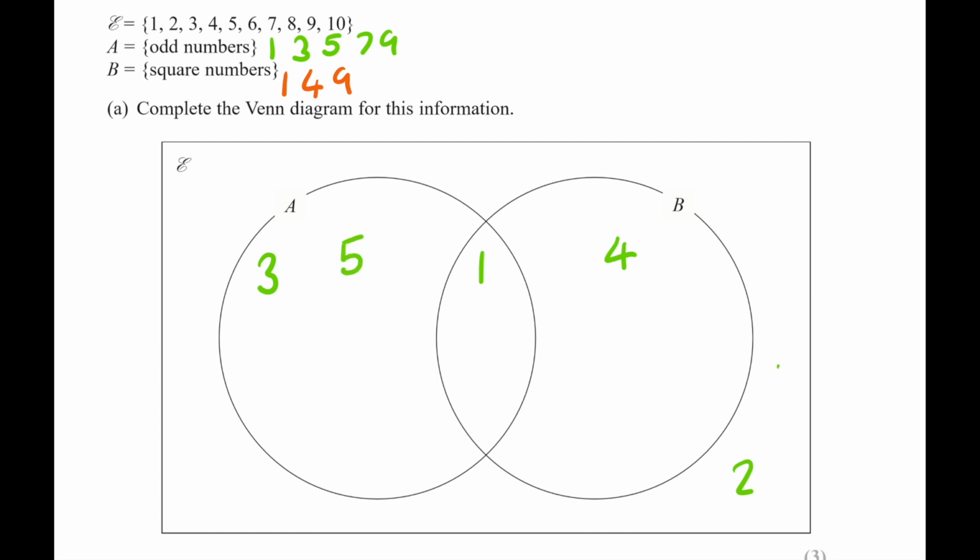6, that's going to go on the outside, it's not odd and it's not a square number. 7 is then an odd number and not square, so it's just going to go in A. 8, that's going to go on the outside, and then 9 is both square and odd, so that's going to go in the middle. And then finally 10, that's not an odd number and not a square number, so that's going to go outside as well.